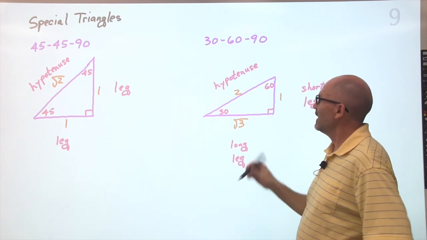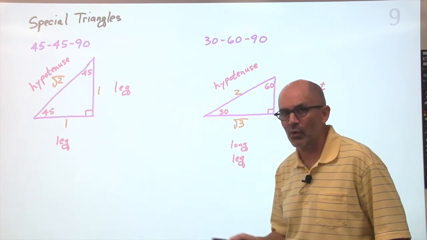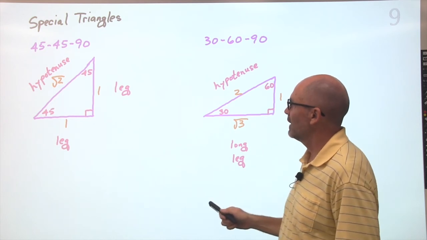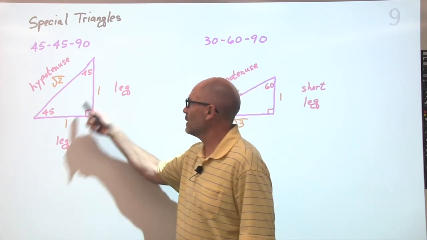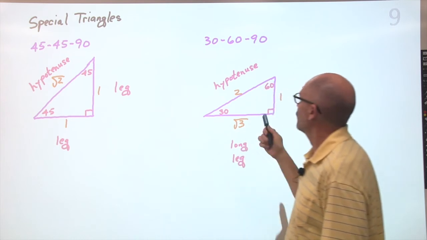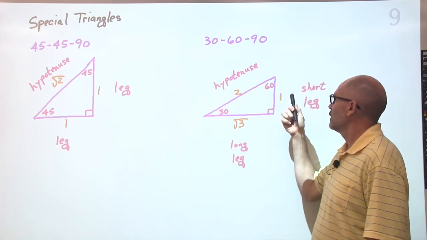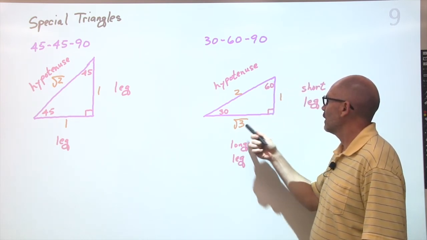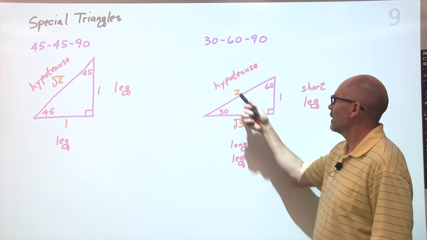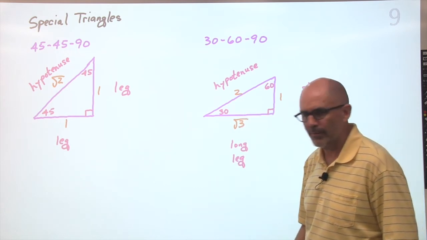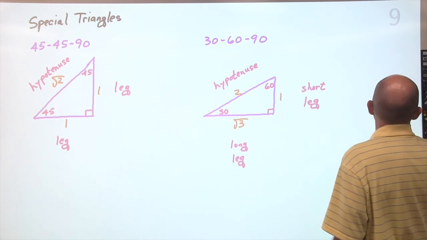Okay, so now, this is something really important that you memorize. That the 45, 45, 90 is 1 to 1 to square root of 2, and the 30, 60, 90 is short side 1, long leg square root of 3, and hypotenuse 2. All right, so let's try some example problems.